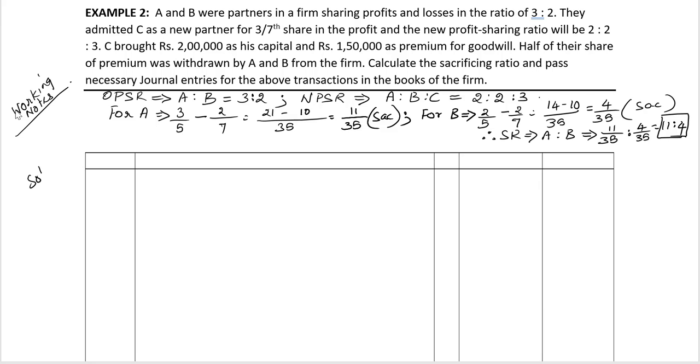Let's go ahead and solve the problem. Solution. Journal. Date. Particulars. LF number. Debit rupees and credit rupees.